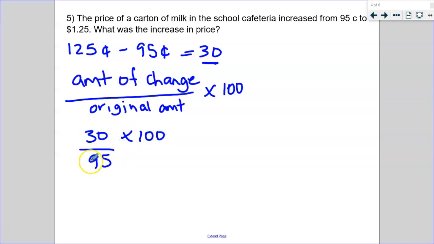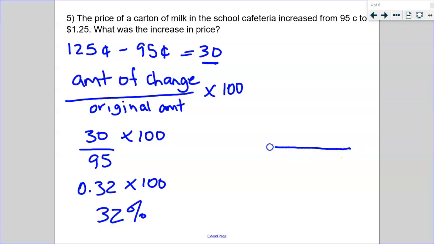All right, so you take 30 divided by 95 on your calculator, and you get 0.32 times 100 gives you 32%. So what this tells us is that the price of milk increased from 95 cents to $1.25, and that was a 32% increase.